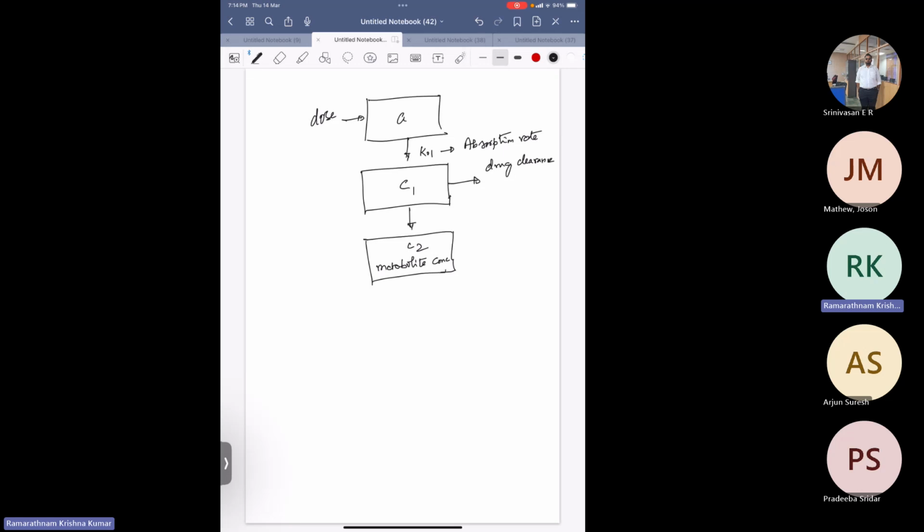From this metabolite concentration, the drug goes into two compartments. It goes to the tissue. And then it goes to, for example, because Josen has done work in cancer, let's say it goes to the tumor. And then the drug gets cleared.